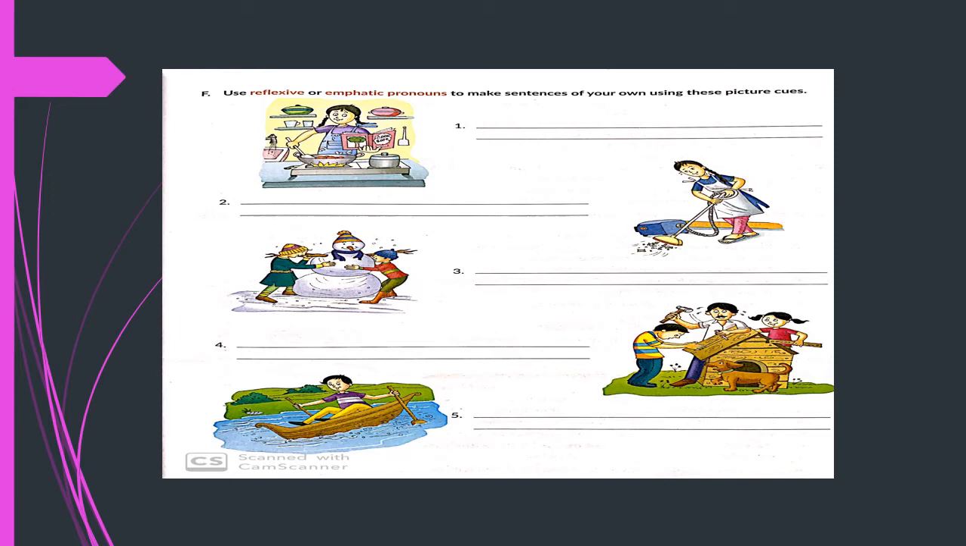The second one. I myself cleaned the house. Again, I'm putting emphasis on the fact that I was the person who did this. Rest of the three, quite easy. A snowman, two children. Here's a father figure with two children building a dog house, and a boy rowing the boat. So it's up to you whether you want to make a reflexive pronoun sentence or an emphatic pronoun sentence.